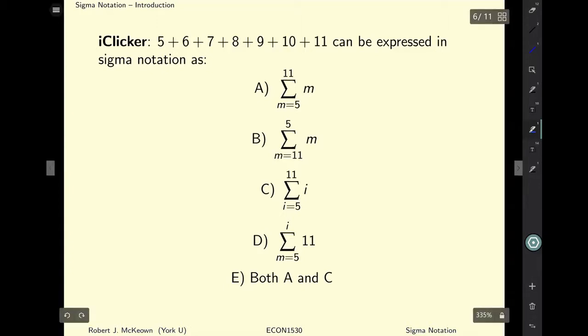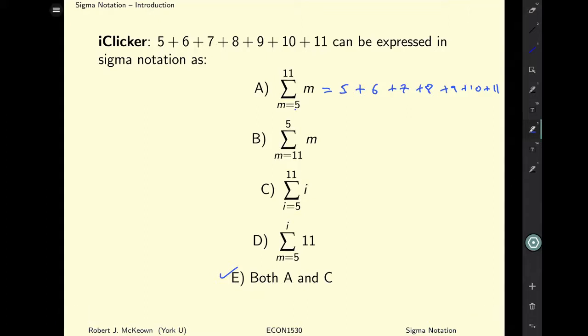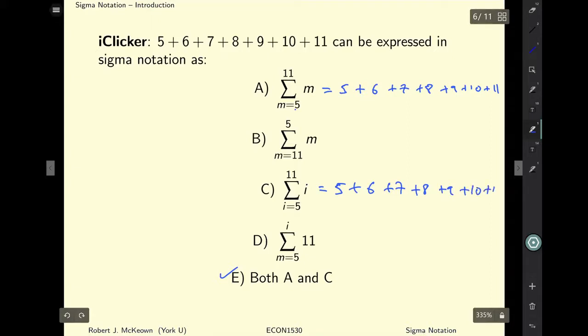Now the actual answer is E. It can be both A or C. If we call the series m, then we're going to get 5 plus 6 plus 7 plus 8 plus 9 plus 10 plus 11. We just count from 5 to 11 using the whole numbers. Similarly, down here, if we call the series i, we get 5 plus 6 plus 7 plus 8 plus 9 plus 10 plus 11.